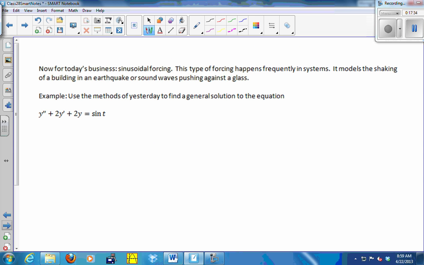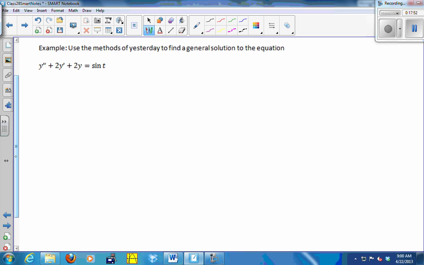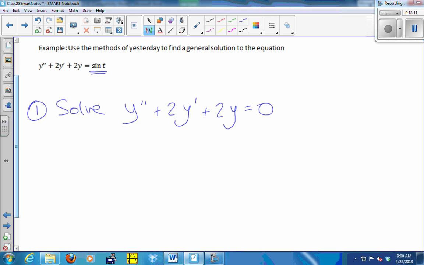Okay, so today's business: sinusoidal forcing. This type of forcing happens very frequently in systems that model real-world stuff. It can model the shaking of a building in an earthquake or sound waves pushing against a glass. So we're going to use the same methods of yesterday to find a general solution to this equation. This time, our forcing function is sine of t. So step 1 is to solve y double prime plus 2y prime plus 2y equals 0. Solve the unforced equation.